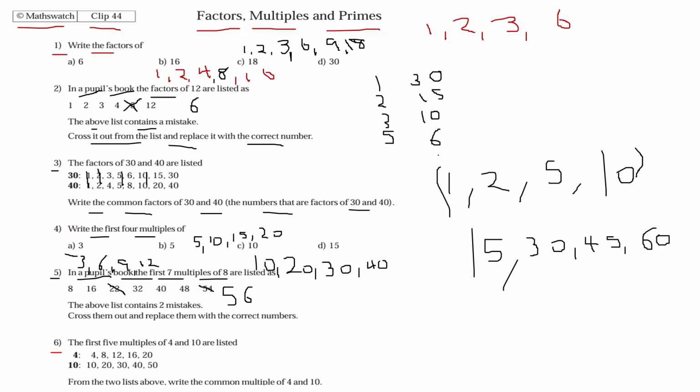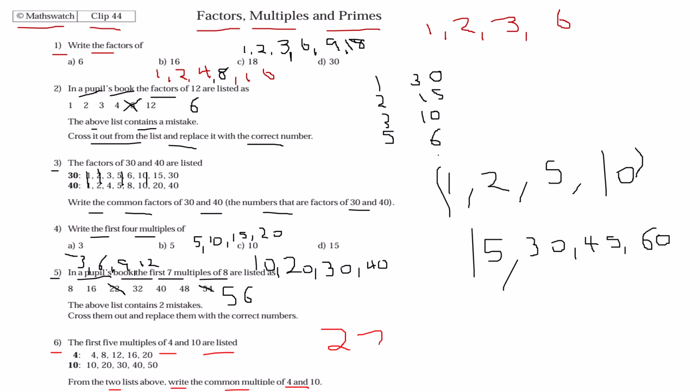Question number 6. The first 5 multiples of 4 and 10 are listed: 4, 8, 12, 16, 20, 10, 20, 30, 40, 50. From the two lists above, write the common multiple of 4 and 10. Okay, so the number that appears in both is going to be 20.